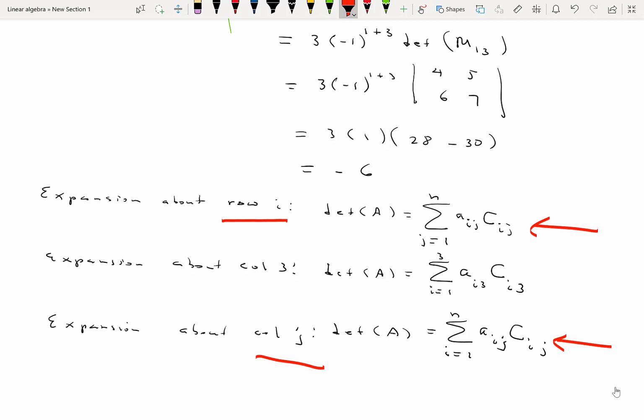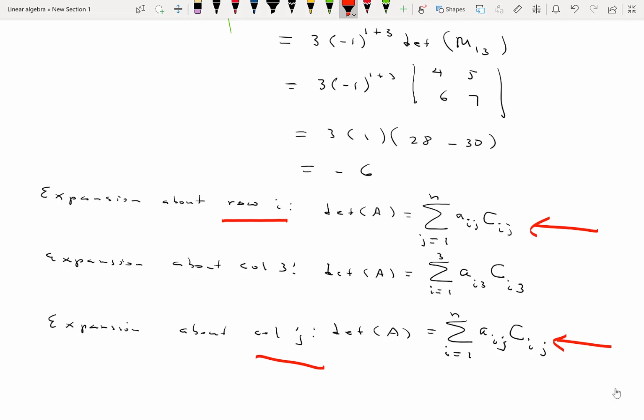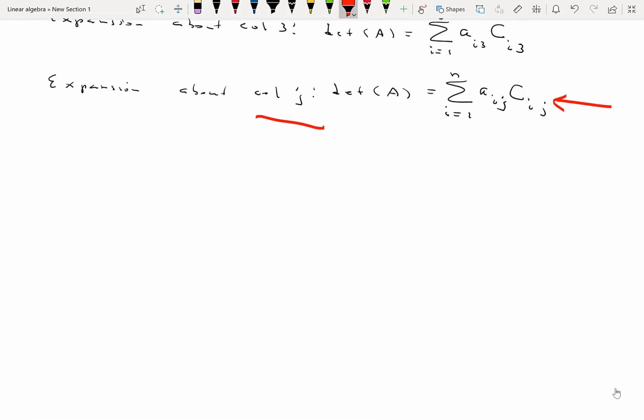Okay, so let's take a look at evaluating the determinant of a much larger matrix and see how this stuff comes into play. So here's an example. Let's go back to, okay, here's our example. Evaluate the following determinant.